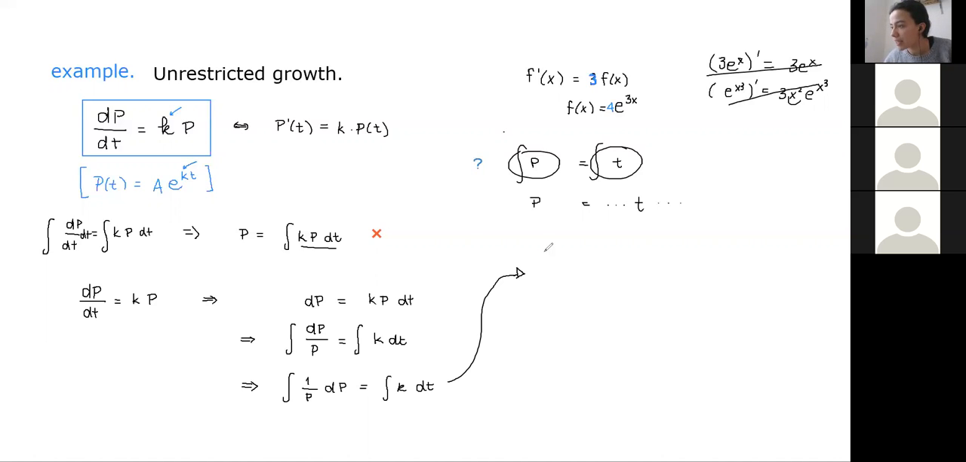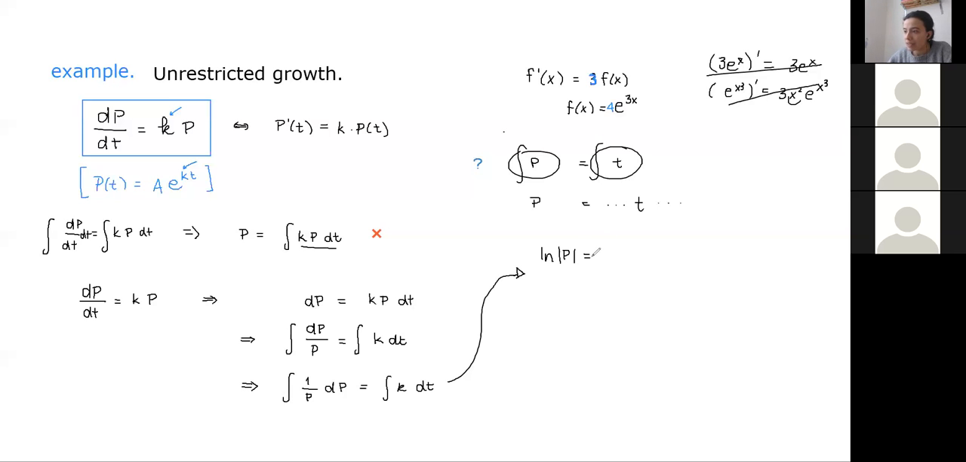Yeah, so on the left-hand side, I'm going to have ln of absolute value of p. Actually, this is not going to be that much of a problem because we know that the population can only take positive values, right? So it should work regardless, but we are going to make it mathematically correct. So it's ln of p.